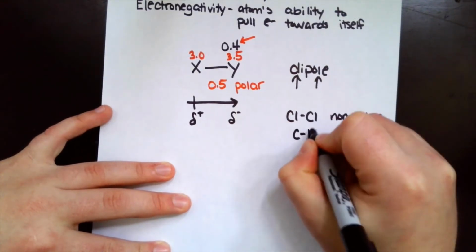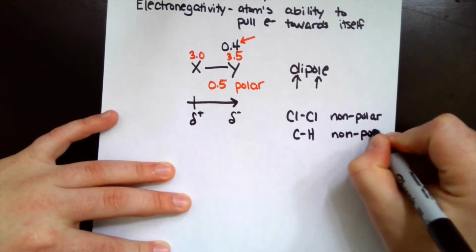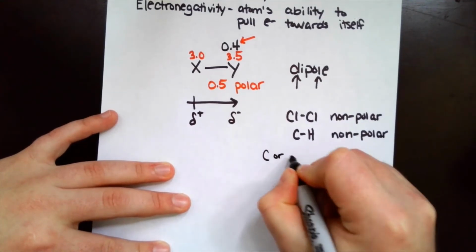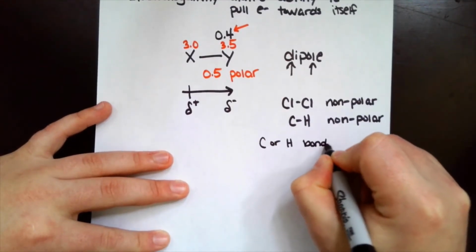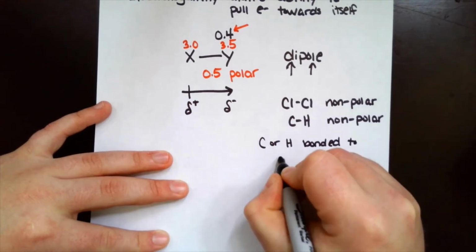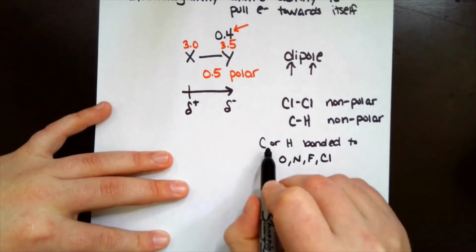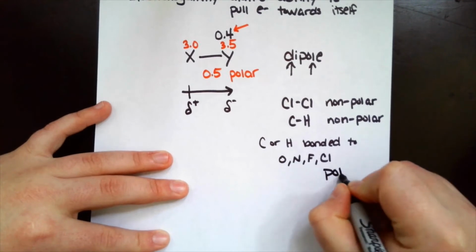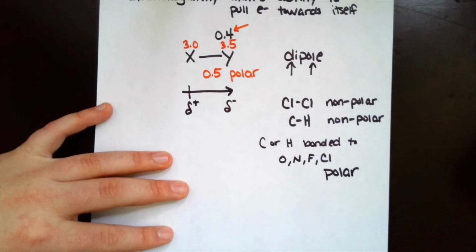Carbon and hydrogen bonded together is also nonpolar. If you have, however, carbon or hydrogen bonded to oxygen, nitrogen, fluorine, or chlorine, so one of these two bonded to any of these four, that would be polar. Now, of course, there are many other types of bonds you can have, but these are some very common ones that you'll see in your text and on assignments.